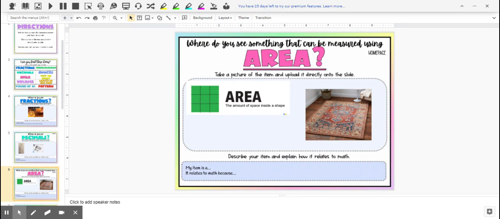Next is area. Remember, area is the amount of space inside of a shape. You can find area by multiplying the length times the width of an item. I found that I could find the area of this rug by multiplying the length times the width.